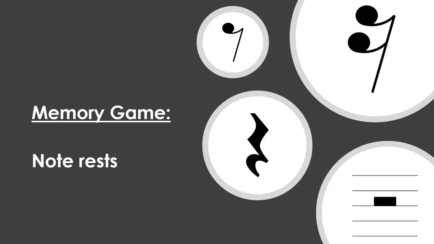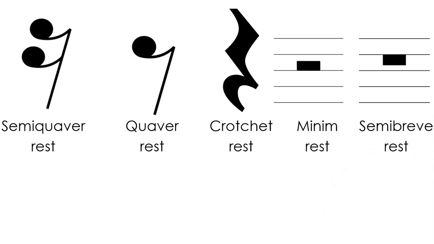Okay, this is our final memory game for this quiz, and this time we are focusing on note rests. So here is a full list of all the rests that we need to know the names of. Now, it's really good that if you can remember the name semiquaver, and it's worth a quarter of a beat, then you don't need to relearn the semiquaver rest also equals a quarter of a beat, and so on.